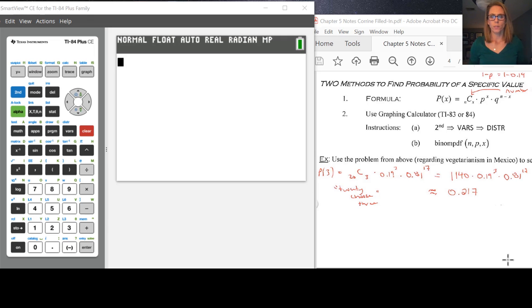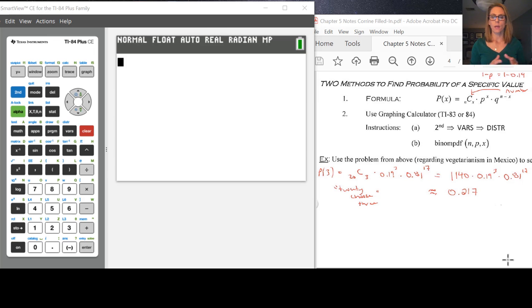So in this video, I'm going to talk about binomial probability distributions and how to do some of the work on the calculator. We have two methods to find the probability of a specific value. So what you're seeing on the page here with my red handwriting is if you're given a problem where you need to find an exact number.